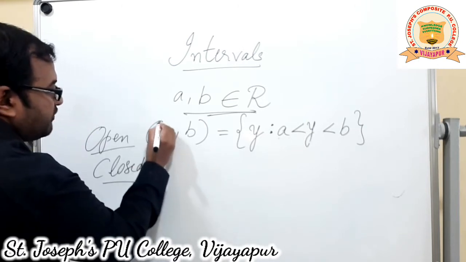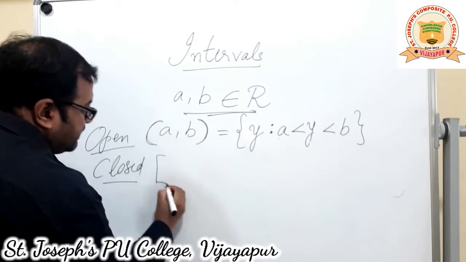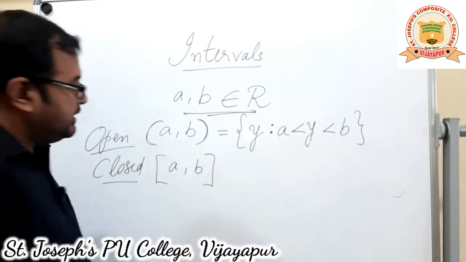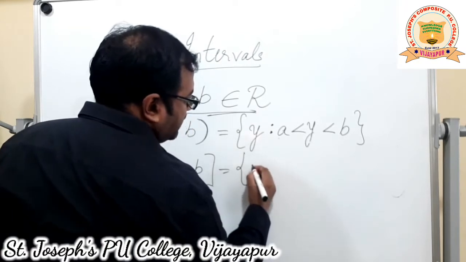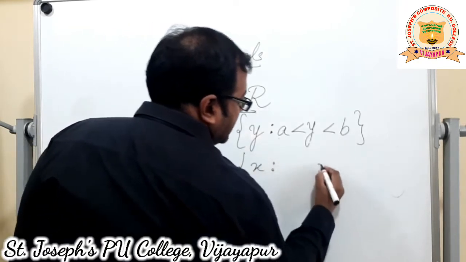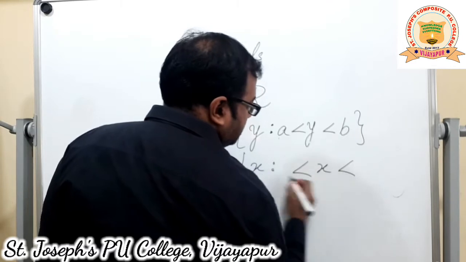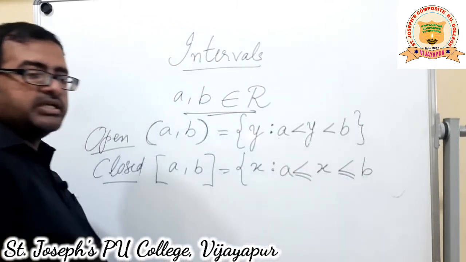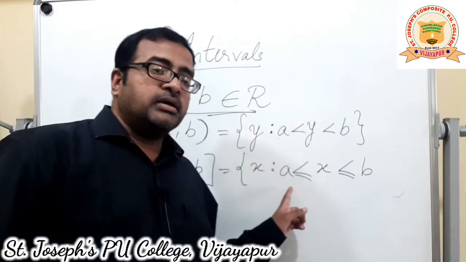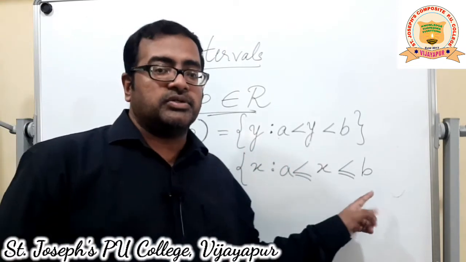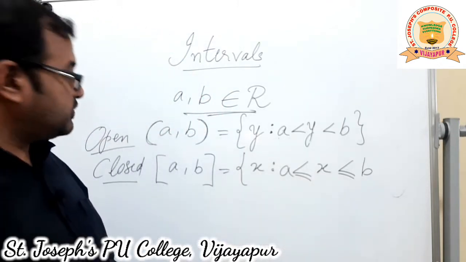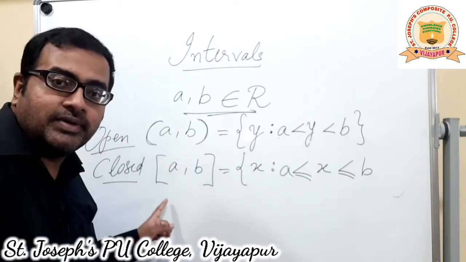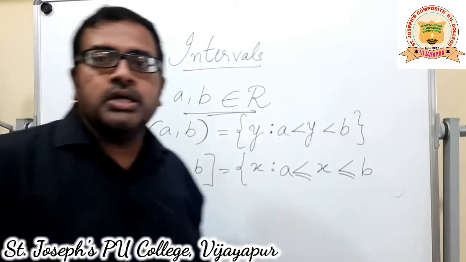See, closed interval, instead of small brackets, I'll be using big brackets, a comma b, both sides big brackets. The definition goes like this: set of all x such that x lies between a and b, but this time small change, not strictly lesser and strictly greater, it is greater than or equal to or lesser than or equal to. So that is the small difference. So this time a and b are also included in this interval.